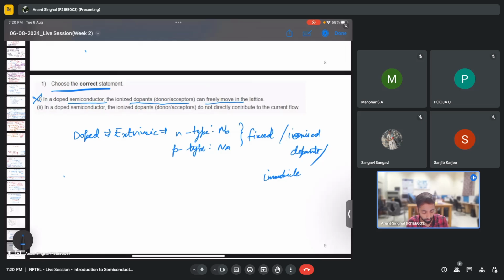They cannot move freely. But in a doped semiconductor, the ionized dopants, that is Nd and Na, do not directly contribute, because the main current flows due to the flow of electrons and holes, that is Nx and Px. So this statement is correct. So for this particular question, the second is correct.